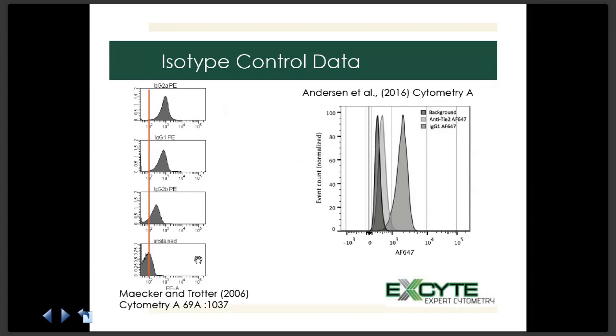And here's two pieces of data just to highlight that. This is from this paper, Macker and Trotter, 2006. They have unstained, as I said, gated on small lymphocytes, and single stains with IgG2b phycoerythrin, IgG1-PE, IgG2A-PE. This red line is mine, showing you the mean of this peak down here of the unstained. And you can see each of these isotype controls have very different binding characteristics. So we don't know what they're binding to. We just see that they're shifting. We don't know what's causing that shift.